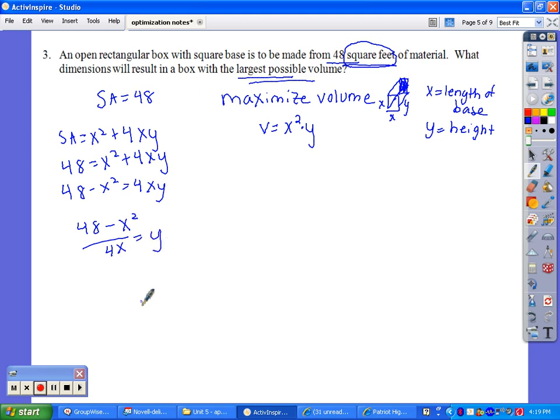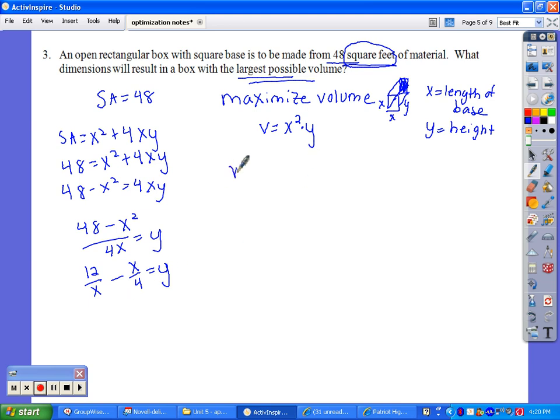Generally, for these problems, I simplify as much as possible because then I don't have to use my product and quotient rule. If you prefer to use the product or quotient rule, that's fine. But I'm going to do 48 divided by 4x, which is 12 divided by x, or 12 times x to the negative first, and then I have minus x over 4. That's equal to the area, or to y.